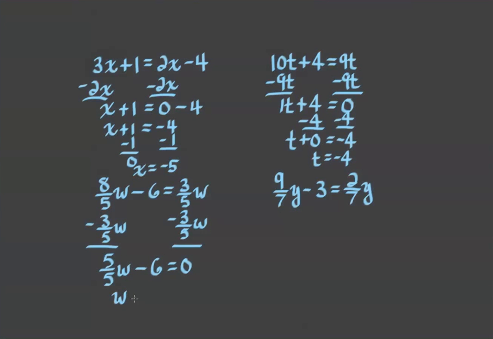This next one is just like our last one. Again, we need to move all of our y to one side of the equation, and just look out for these fractions in between. Then we need to move our constant to the other side. Let's start by subtracting 2/7 y from both sides.